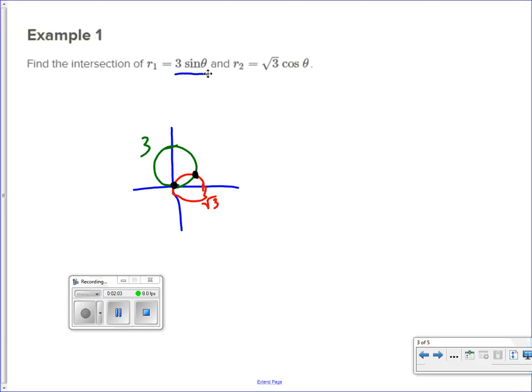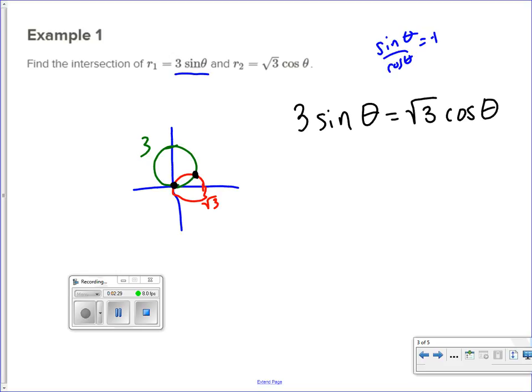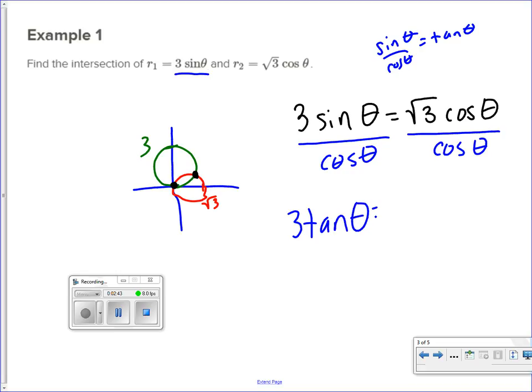So step one, we're going to set those equations equal to each other. So 3 sine theta equals radical 3 cosine theta. Now step two, I can only have one trig ratio. So here I have sine and I have cosine. And I know that if I relate them to each other, sine divided by cosine equals tangent. That's one of my identities that I know. So what I can do is divide both sides by cosine theta. And that'll give me 3 tangent theta equals radical 3.